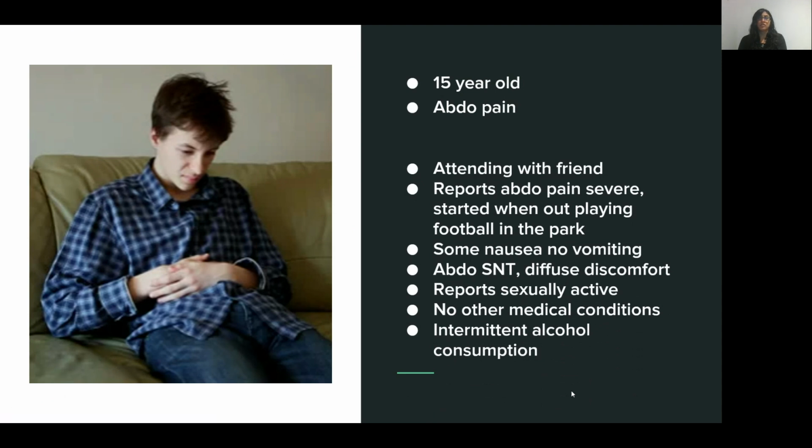UTIs in boys tend to happen under the age of 1 year, and then if there's some underlying condition. If this was a 15-year-old girl, yeah, UTI would sound reasonable. But he's not got any urinary symptoms, no frequency, no burning, no struggling to wee, no struggling to maintain a stream.